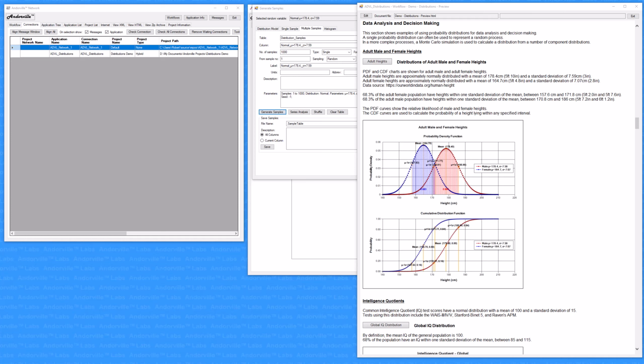This section shows examples of using probability distributions for data analysis and decision making. A single probability distribution can often be used to represent random processes. In a more complex process, a Monte Carlo simulation is used to calculate a distribution from a number of component distributions.